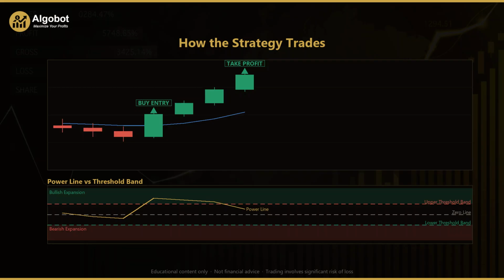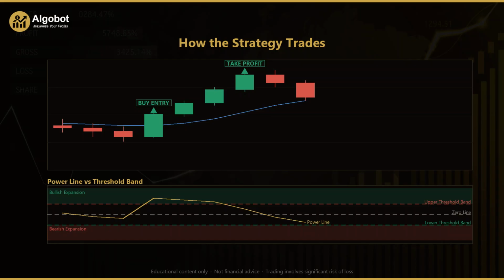At the same moment, the power line surges upward and pushes cleanly through the upper threshold band into the bullish expansion zone. That's the exact condition the strategy waits for. Positive power, greater than the bandwidth, and greater than the dead zone, with price above the baseline. All the pieces align, and the buy entry marker prints. The stop loss is placed 1.5 ATR below entry, and the take profit sits 2.5 ATR above.